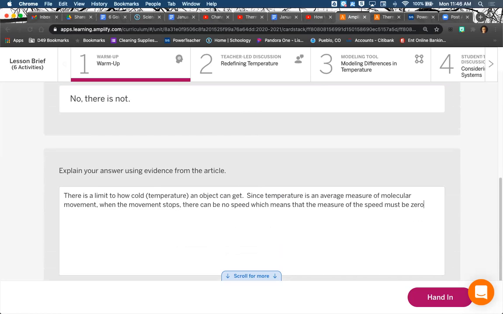And let's do this. From the article, quote, "After all, if something slows down completely, it just stops moving." So there is the evidence from the article.